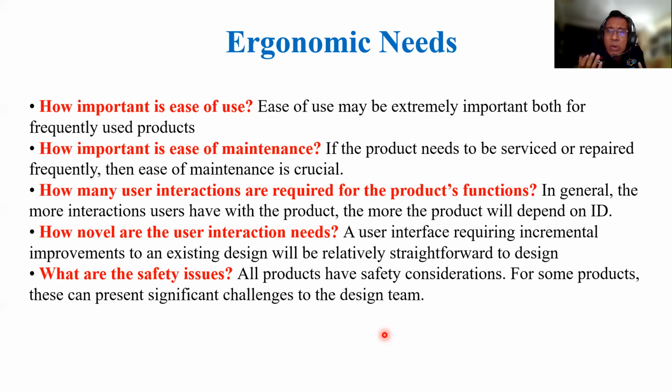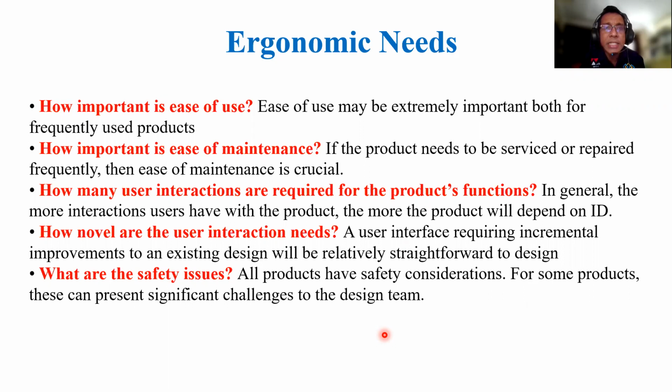So what are the safety issues? All products have safety considerations, for example. For some products, this can present a significant challenge to the design team. For example, the safety concern in the design of toys. Toys need more safety concern, so they have more concentration on the ID than a new computer mouse.